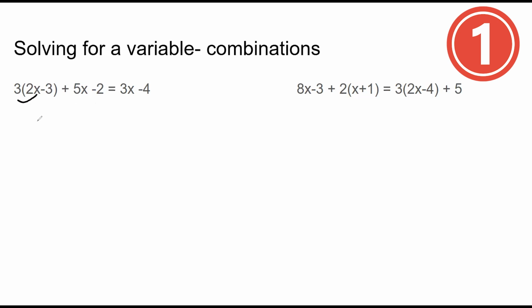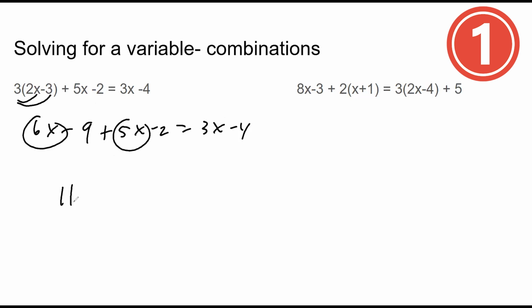All right, 3 times 2x is 6x. 3 times negative 3 is negative 9. Plus 5x minus 2 equals 3x minus 4. All right, I'm going to combine 6x and 5x to give me 11x. Negative 9 minus 2 is negative 11 equals 3x. I'm just cleaning it up, just simplifying things to make my life easier.